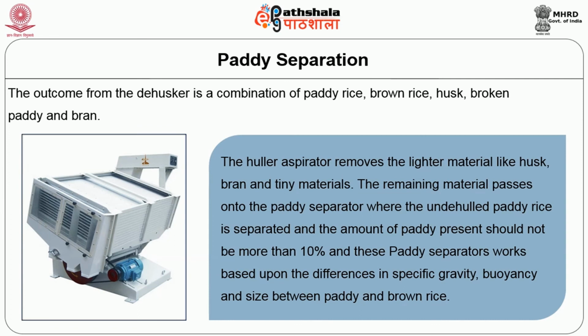The remaining materials pass on to the paddy separator, where the undehulled paddy rice is separated and the amount of paddy present should not be more than 10%. This paddy separator works based upon the difference in specific gravity, buoyancy force and size between the paddy and the brown rice.